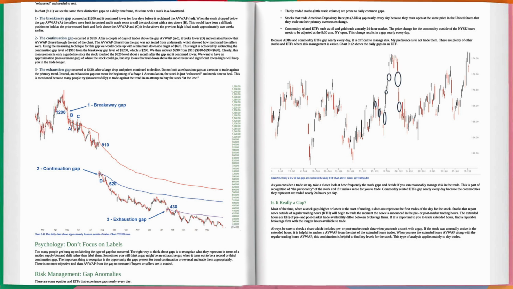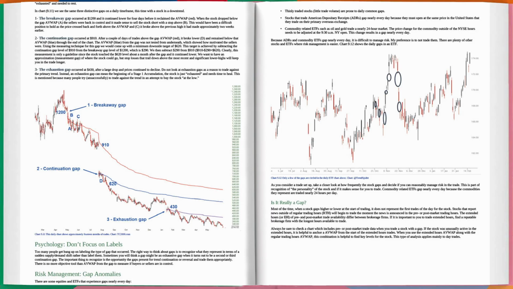There are some equities and ETFs that experience gaps nearly every day. Thinly traded stocks, with little trade volume, are prone to daily common gaps. Stocks that trade as American depository receipts, ADRs, gap nearly every day because they must open at the same price in the United States that they trade on their primary overseas exchange. Commodity-related ETFs such as oil and gold trade in a nearly 24-hour market. The price change for the commodity outside of the NYSE hours needs to be adjusted at the 9:30 a.m. NY open. This change results in a gap nearly every day.